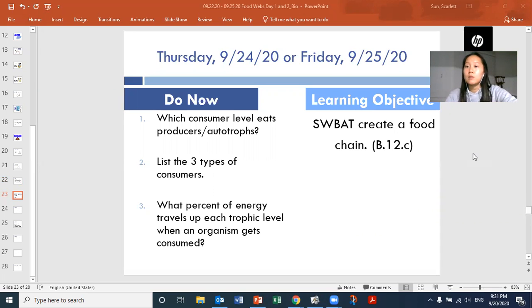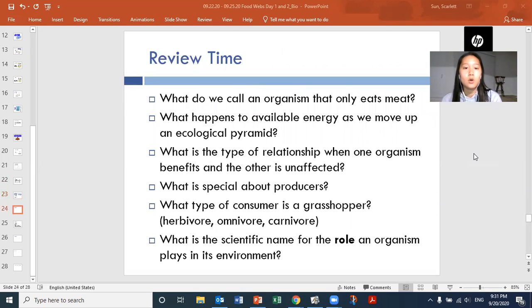So we're going to go over some questions that you might be encountering that are similar to what are on your quiz, and we'll see how you guys do in them so that then you can take your quiz and do well on it. So what do we call an organism that only eats meat? We just went over this in the do now. The answer is a carnivore. What happens to available energy as we move up an ecological pyramid? Does it increase or decrease? It decreases, right? It decreases by 90% because only 10% moves up.